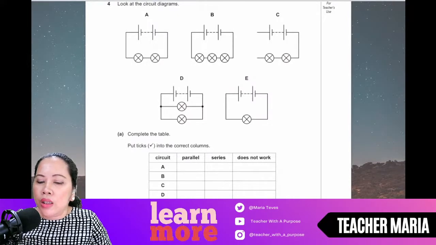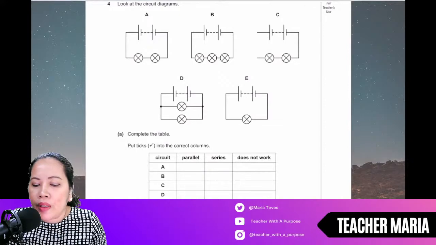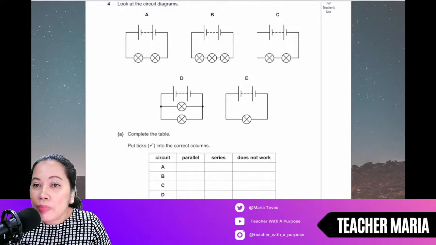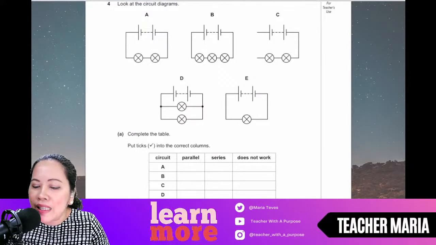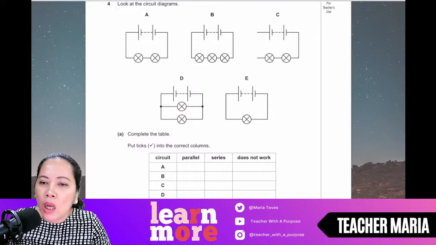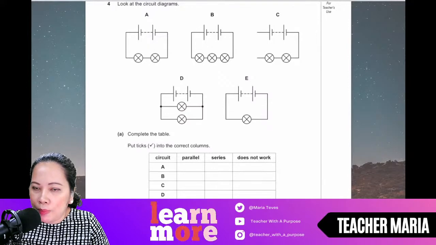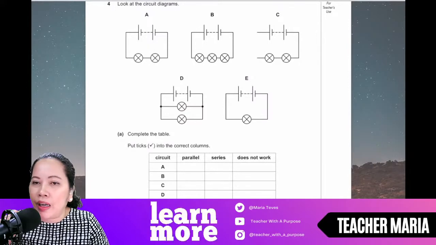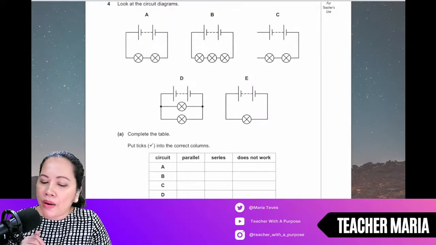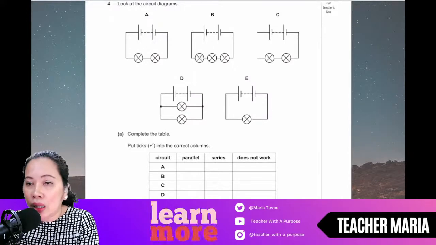All right. Look at the circuit diagram. A, B, C, D, and E. Complete the table. Put a tick into the correct column. So you are asked to identify whether the circuit is a parallel or a series, or it will not work.